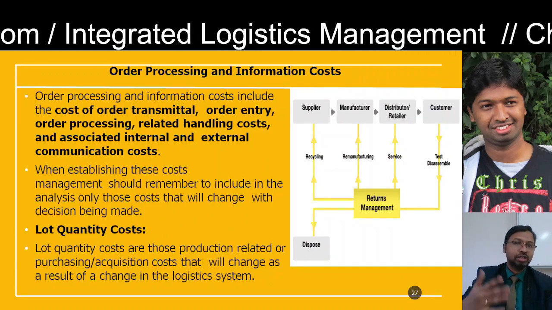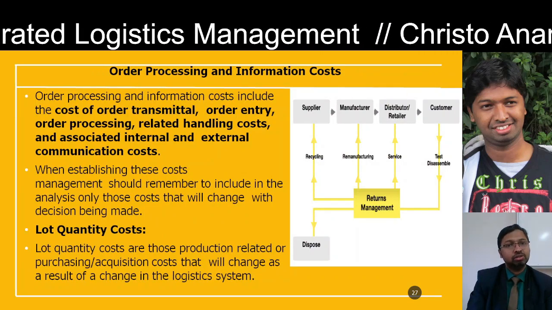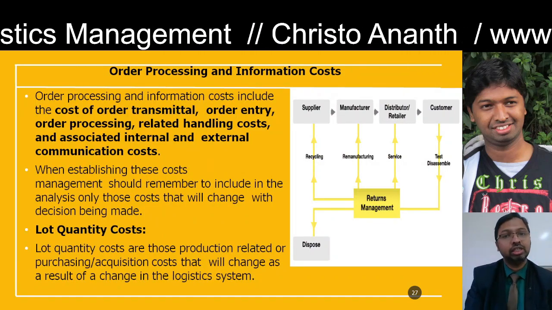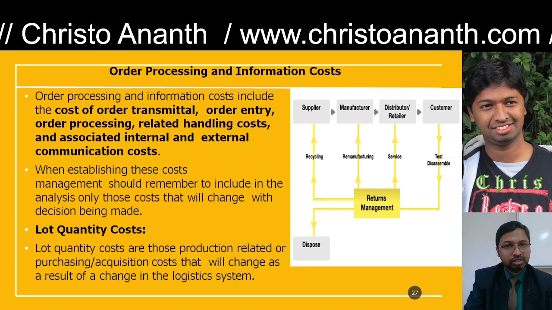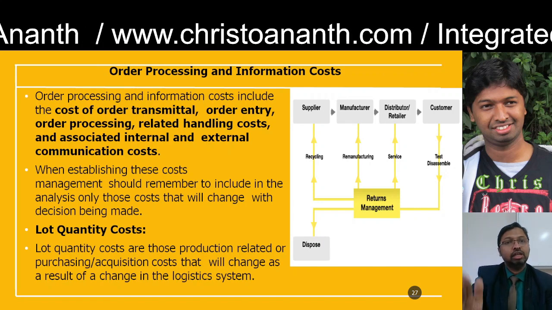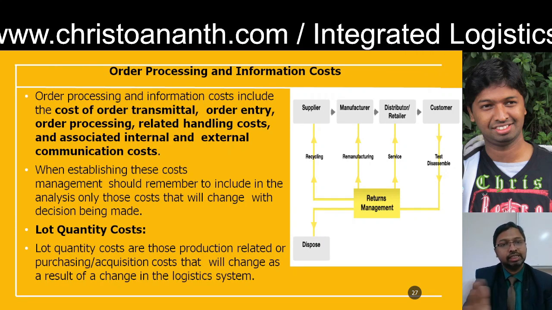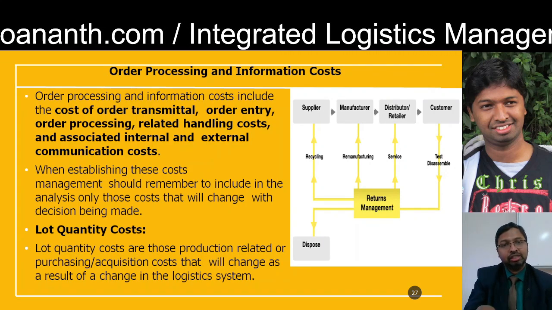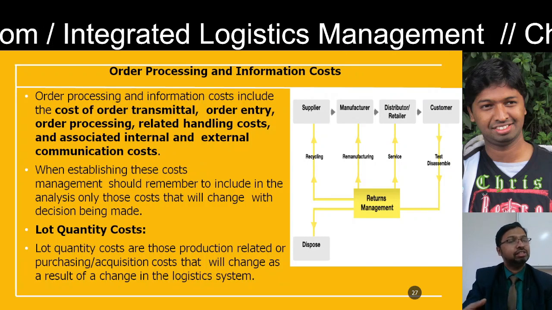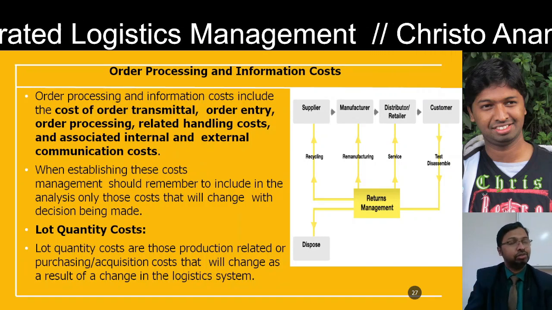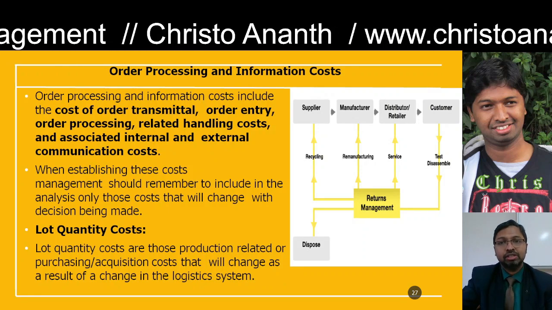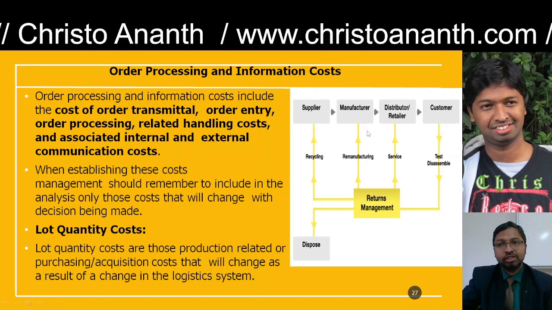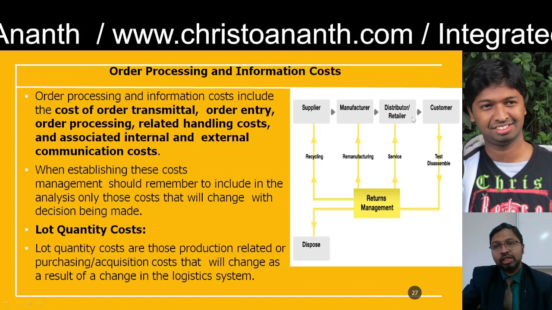Order processing and information cost will also include the cost of order transmittal, order entry, order processing, related handling cost, and associated internal and external communications cost. So all these costs are likely to arise when the decision change happens. This is the process: supplier, manufacturer, distributor, retailer, customer.